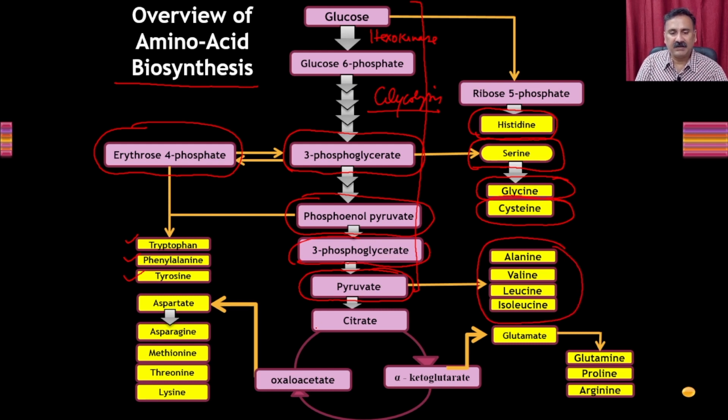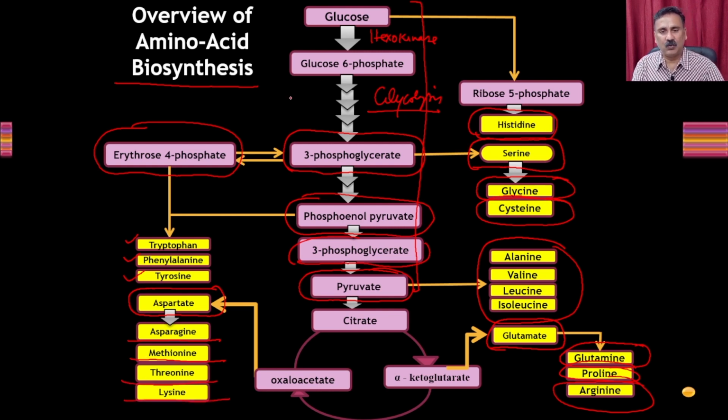Similarly, from the citric acid cycle, from alpha ketoglutarate, you can have the precursor for glutamate. And from glutamate, you can synthesize glutamine, proline and arginine. On the other hand, oxaloacetate can be a precursor for the synthesis of aspartate, and aspartate can be a precursor for arginine, asparagine, methionine, threonine and lysine.